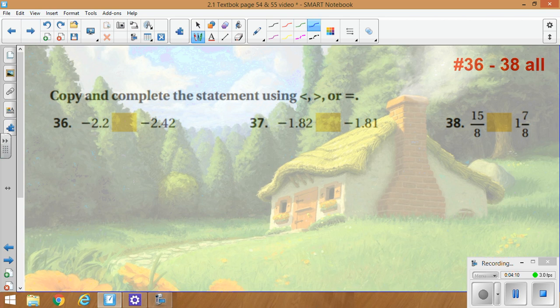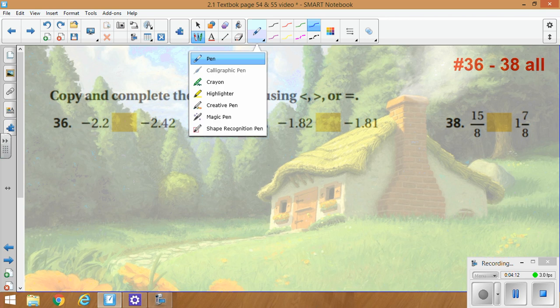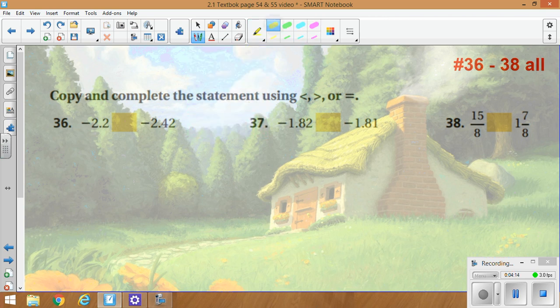So when comparing these, if I look at the very first place value, I first want to point out that both numbers are negative, so I want to look for the number closer to 0. Okay, now I'm going to look at the tens place. I have a 2 and a 4. So in the tens place, who's closer to 0, 2 or 4? And hopefully you're saying 2, so my sign is greater than.